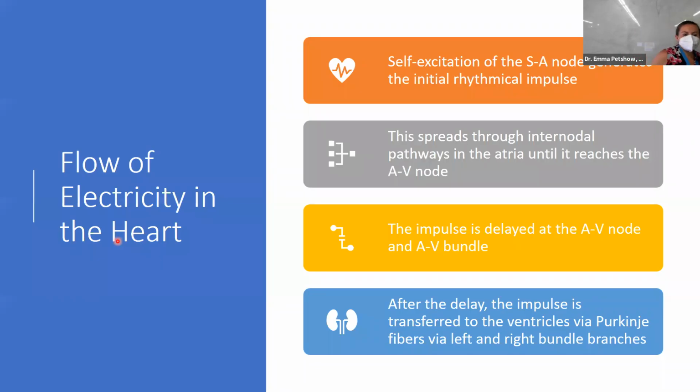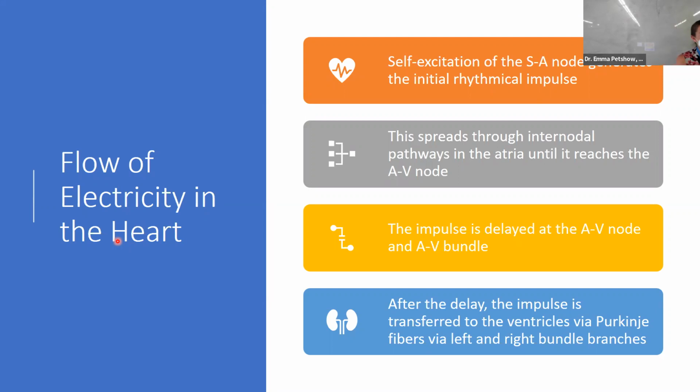But this here as a whole is our conduction system of the heart. So we're going to get into a little bit more about how this works together. In general, the flow of electricity in the heart occurs as this process. It's self-excited, so self-excitation of the SA node generates our initial rhythmical impulse. The SA node is the start of this conduction process. It spreads through our internodal pathways into the atria until it reaches the AV node. From there, that impulse is delayed at the AV node and in the AV bundle, where it pauses to allow for synchronous contraction of atria, then ventricles. If it wasn't paused there, the atria and ventricles could contract at the same time, and we wouldn't have atrial systole. So that's why that major pause occurs.